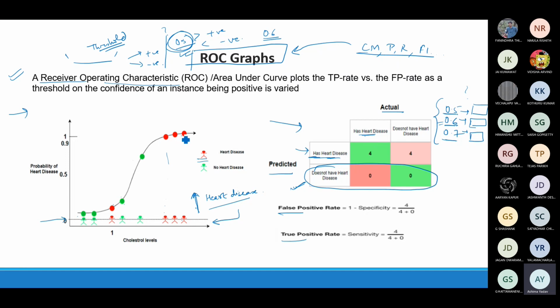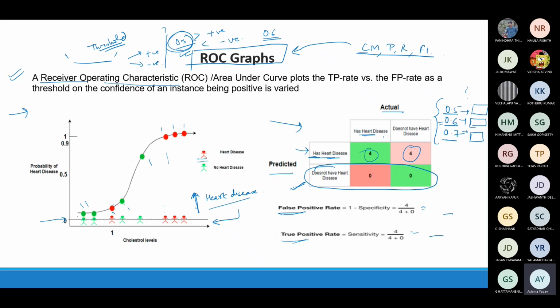So those are the 4 samples: 1, 2, 3, 4. Again 4 is listed here, and the rest of the 4 are the ones where the model predicted them to have heart disease, but they do not have heart disease. So these are again these 4 values. If you calculate the false positive rate and true positive rate, you will get certain values here.